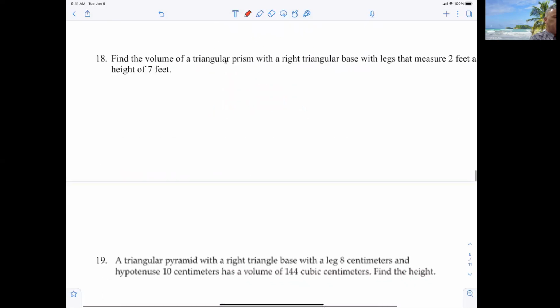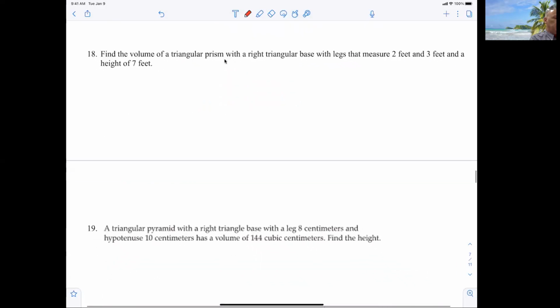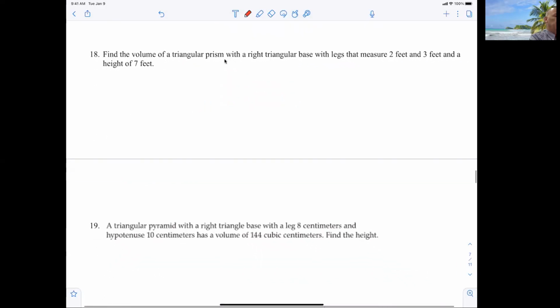All right, 18 now. Find the volume of a triangular prism with a right triangular base with legs 2, 3, and a height of 7. That's relatively easy, correct? Volume, someone tell me. 21 cubic feet. Anybody have any issues? Nobody? All right, I'm pretty happy with that.